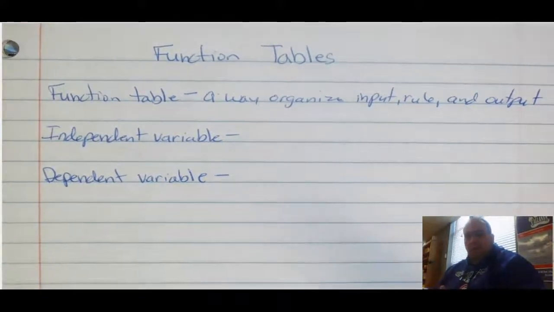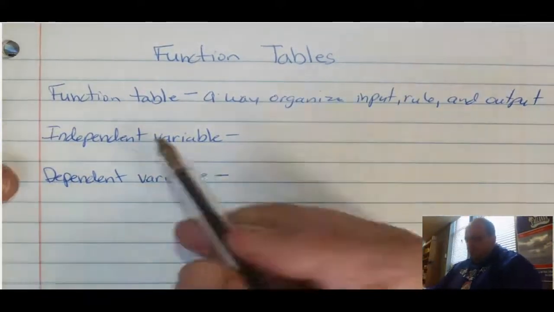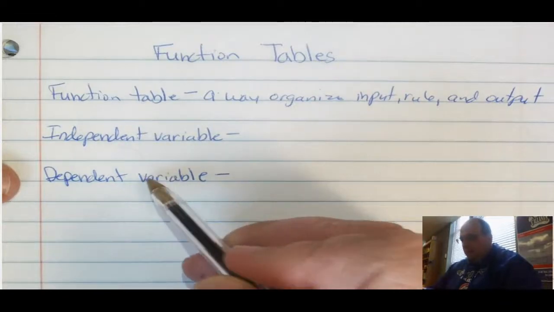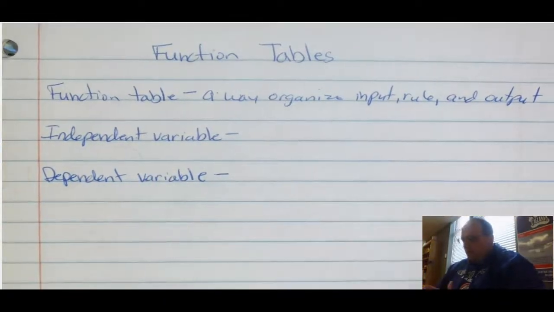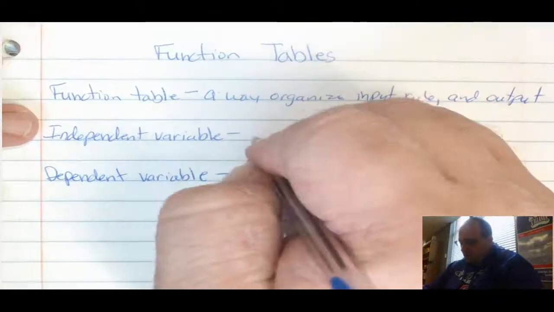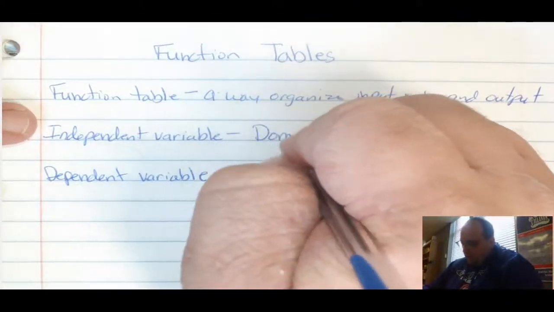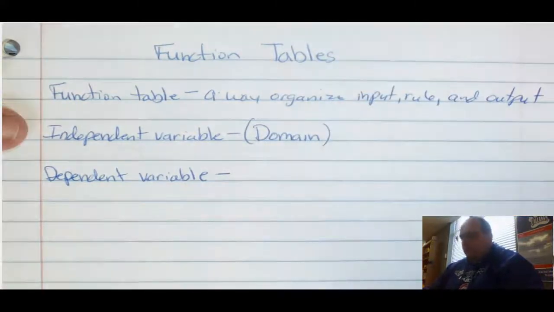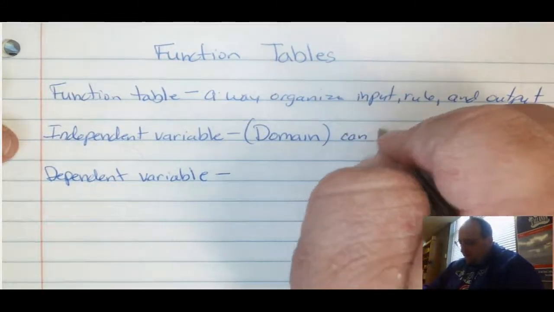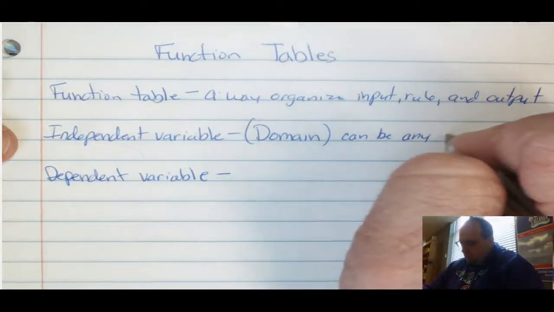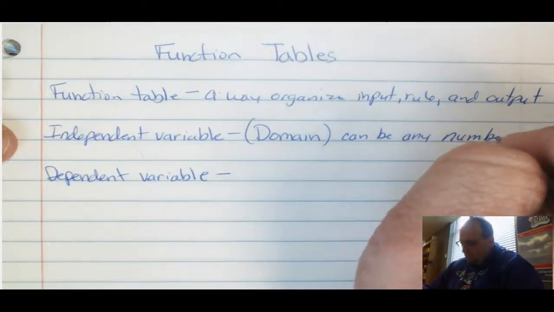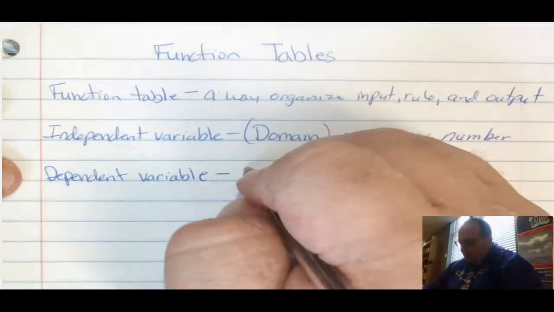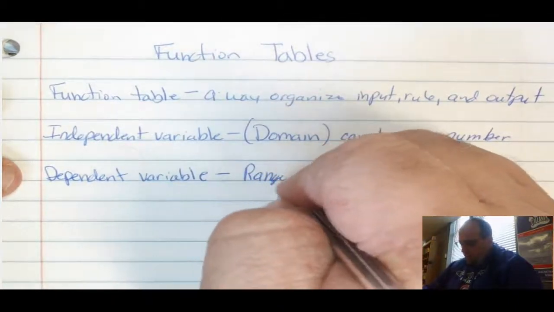In the function table, we have two types of variables. We have something called your independent variable, and we have something called your dependent variable. Basically, what you need to understand is this. Your domain is your independent variable, okay? So independent variable is your domain, okay? This means it can be any number. Your dependent variable is your range, okay?